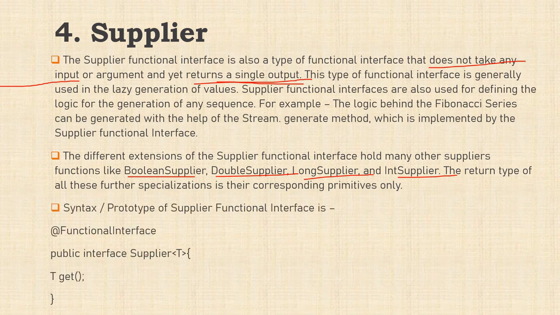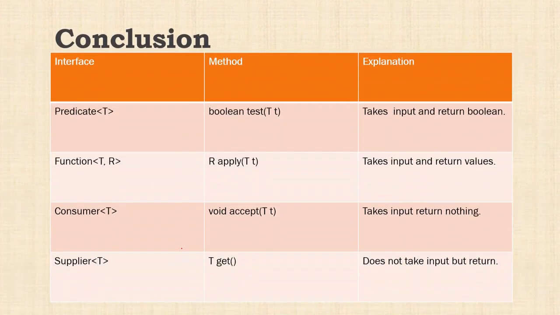The syntax will be like this. In the Supplier interface we have the get method. There is no input inside the get, but we are returning T. T may be integer, double, long, boolean, anything.